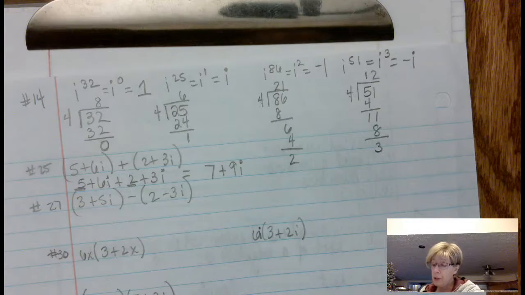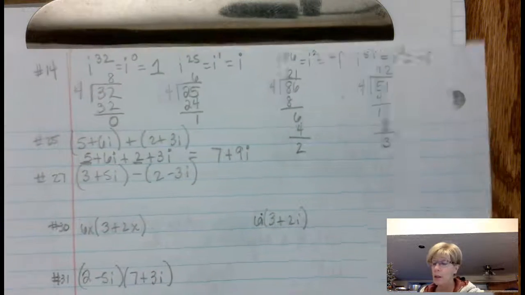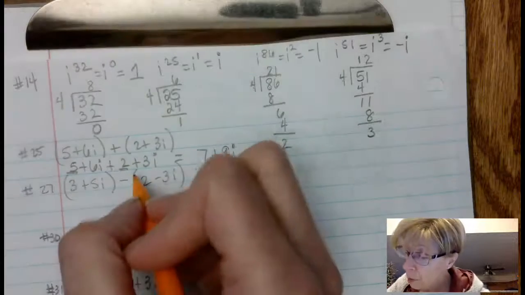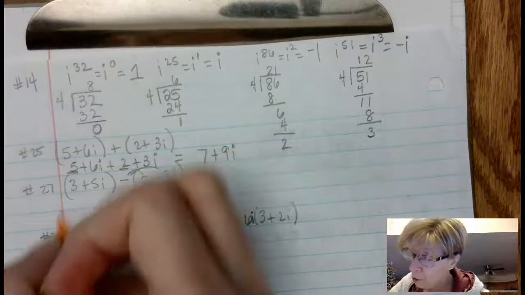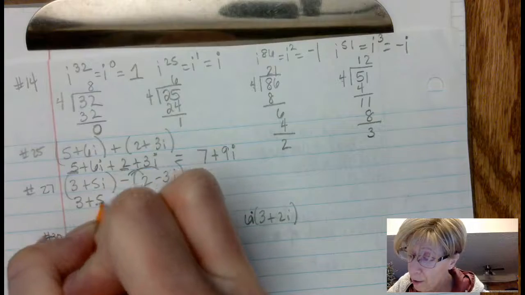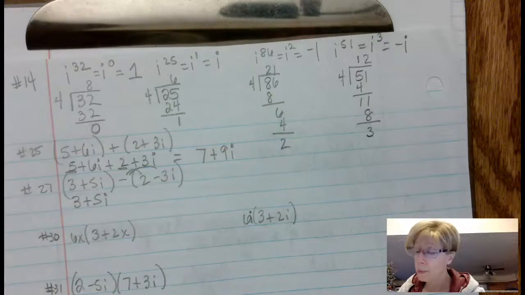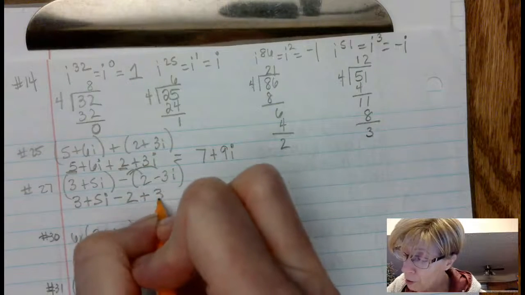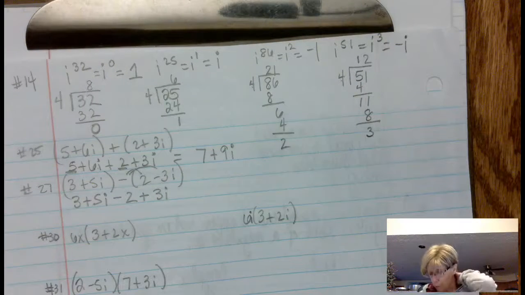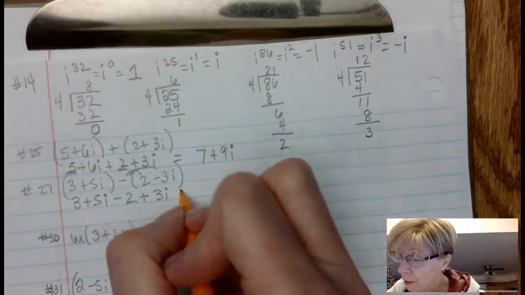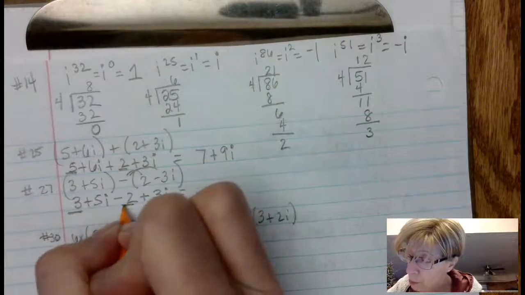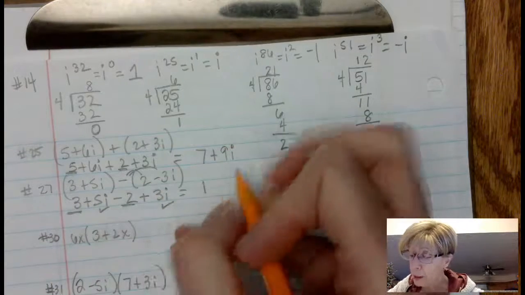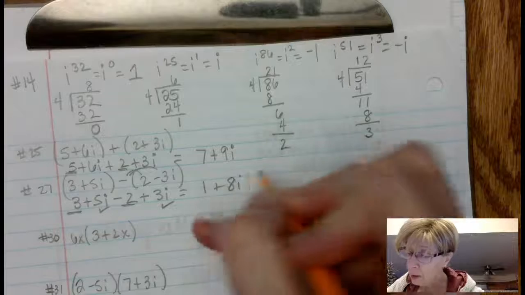With the subtraction on the example on screen 27, we need to distribute. So we've got 3 plus 5i. Notice I'm not writing the parentheses anymore. Minus 2 plus 3i when we distribute. And then we combine like terms. 3 minus 2 is 1. 5i plus 3i is 8i.